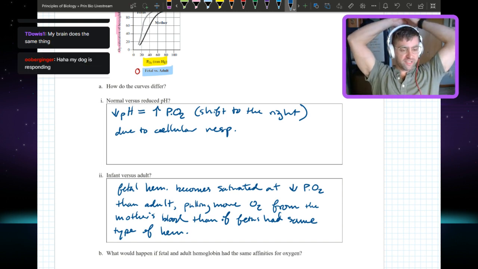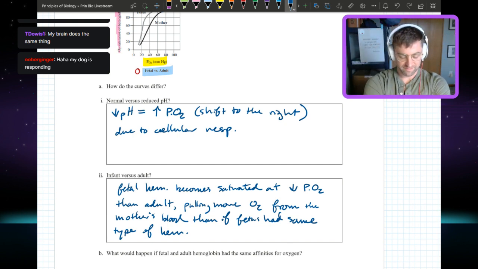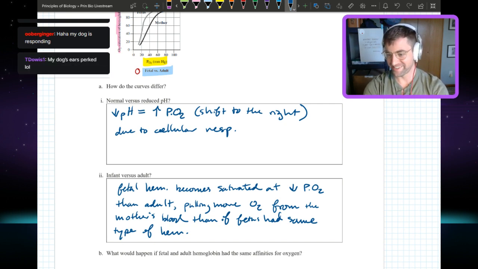For those of you interested in healthcare at all, this is one of the reasons that pediatric medicine is so challenging, because their physiology is changing day by day and then week by week for many years.